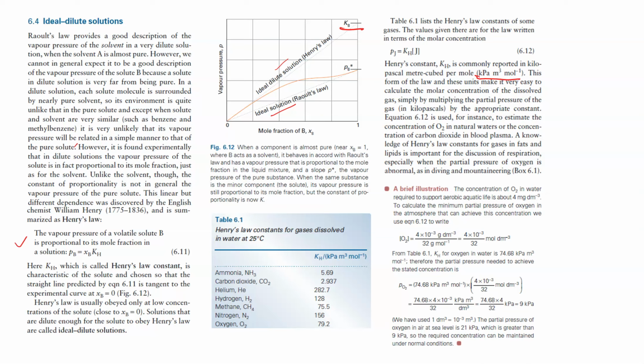This form of the law and these units make it very easy to calculate the molar concentration of the dissolved gas simply by multiplying the partial pressure of the gas in kilopascals by the appropriate constant. Equation 6.12 is used, for instance, to estimate the concentration of oxygen in natural waters or the concentration of carbon dioxide in blood plasma.